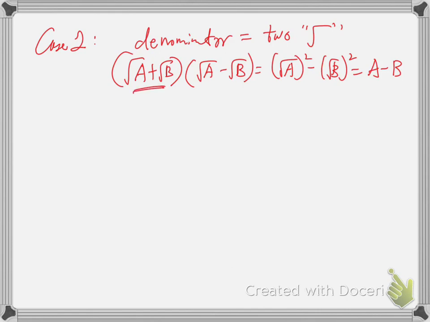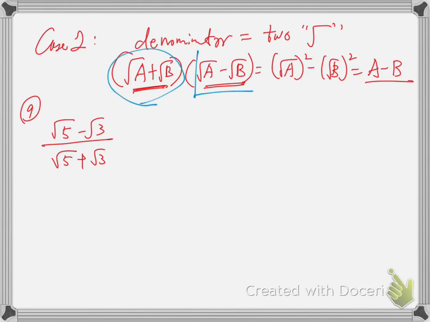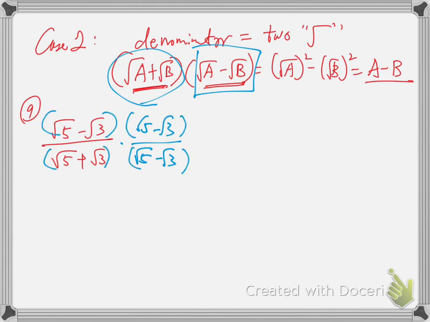So if given plus, you multiply minus. If given minus, you multiply plus. Then you will get a minus b, which has no radicals. So now the example in the test, this is number 9: radical 5 minus radical 3 over radical 5 plus radical 3. So what is given? Given plus. So now we will multiply by the conjugate, which is minus. Both top and bottom multiply the same thing. Make sure the denominator has the plus sign and the minus sign.